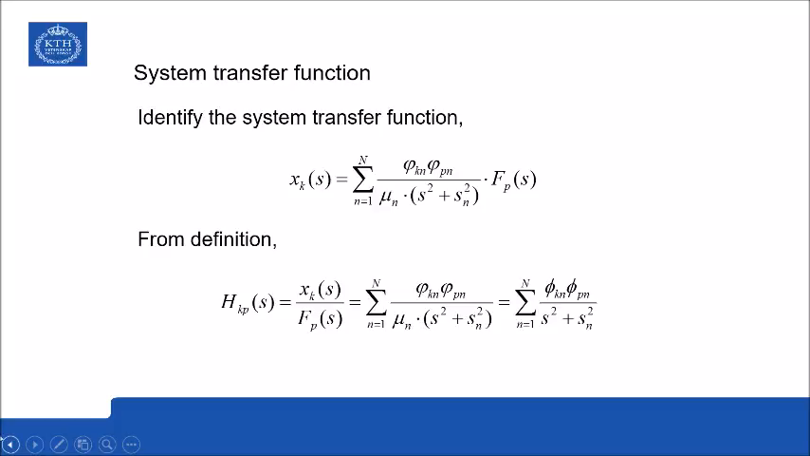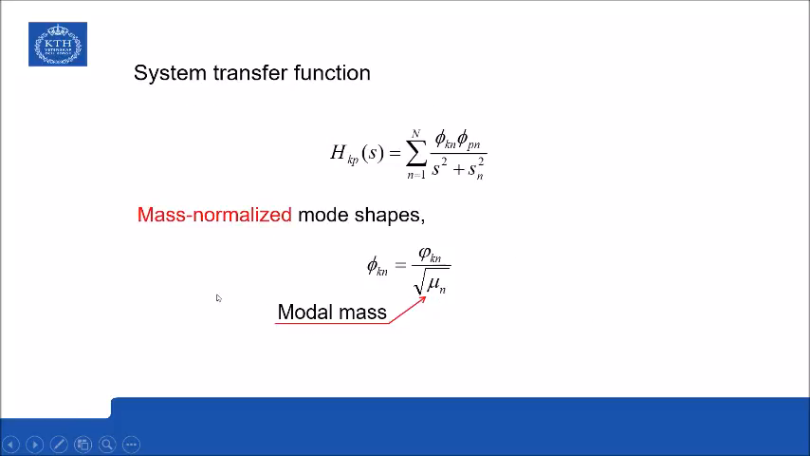We can simplify this further by using the so-called mass normalized mode shapes, phi. So if we introduce the mass normalized mode shapes phi kn as the previous mode shape components over the square root of the modal mass, then we can include the modal mass within the mass normalized mode shape components. So this is one of the standard formulations for the system transfer function in terms of the mode parameters, the mode shape vector components and the eigenvalues.